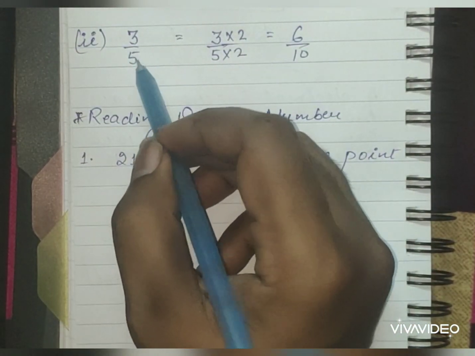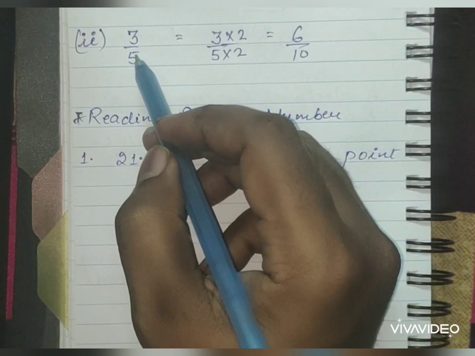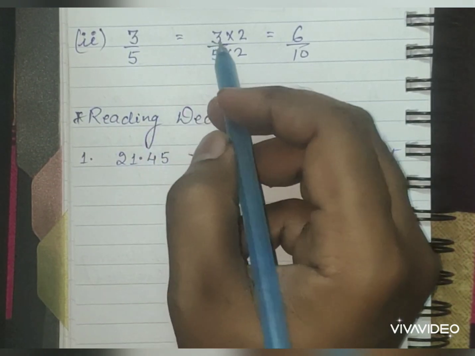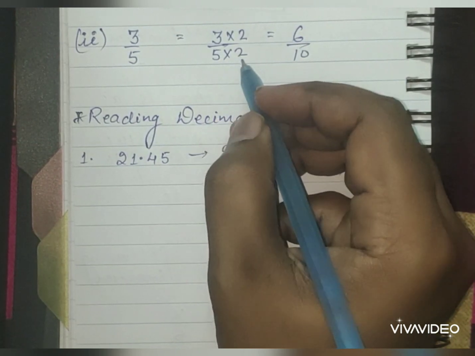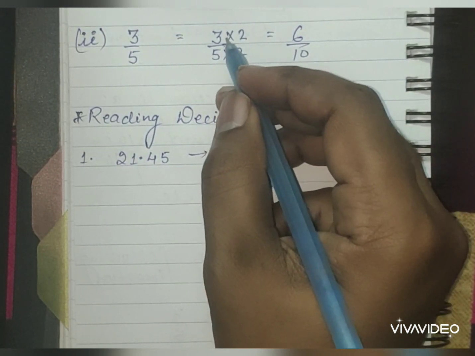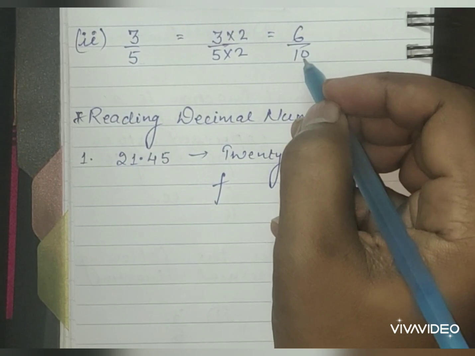Now the other fraction is 3 upon 5. It can be converted into 10. So you can see that we have multiplied the denominator by 2, and in the numerator 3 twos are 6. So you have got 6 upon 10.